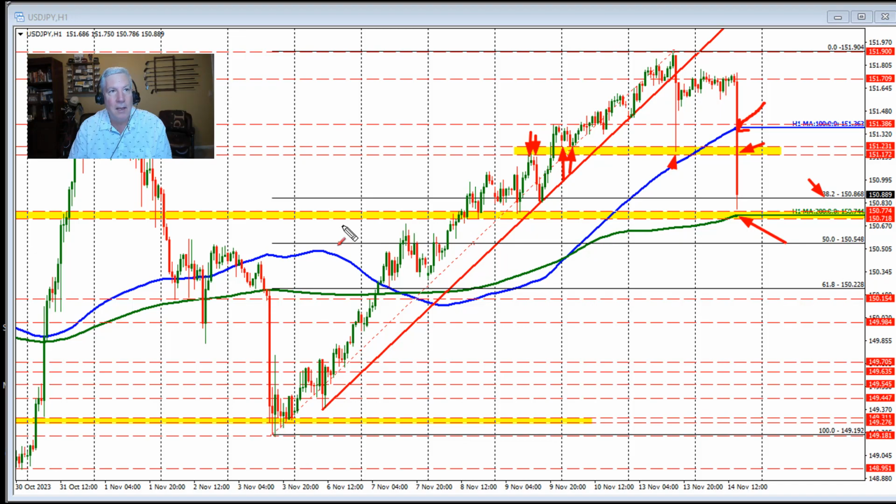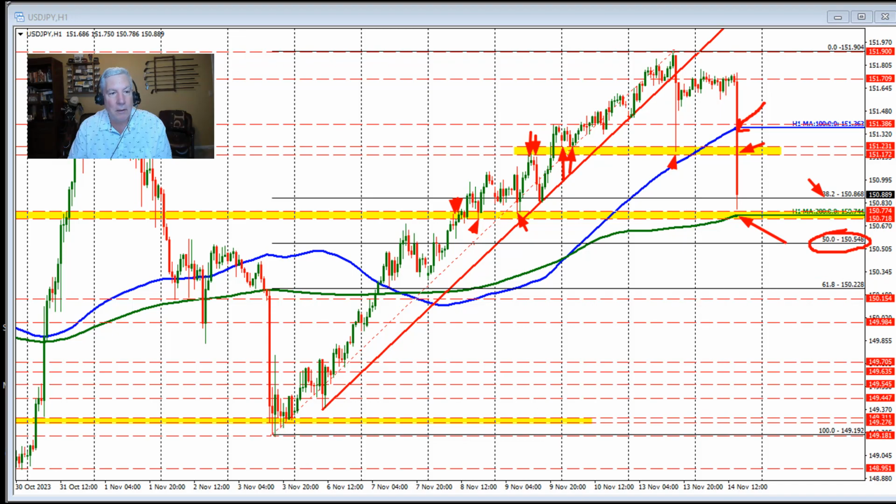we're running into a support area, and that is defined by this swing area right through here between 150.71 and 150.77. Also in play is a 200-hour moving average. That 200-hour moving average is the green line in this chart, and it would take a move below this area to increase the bearish bias, have traders looking toward the 50% retracement at 150.548.